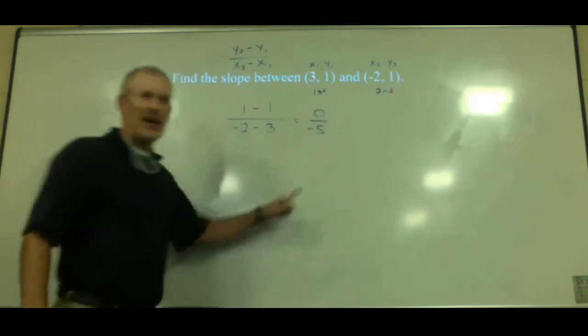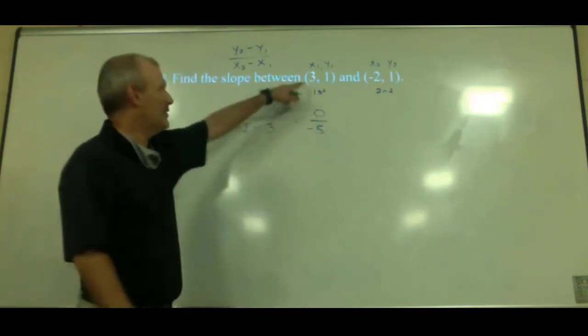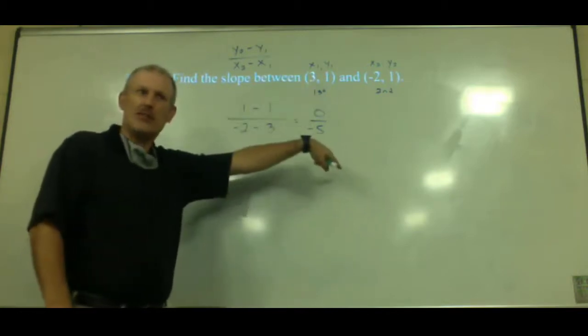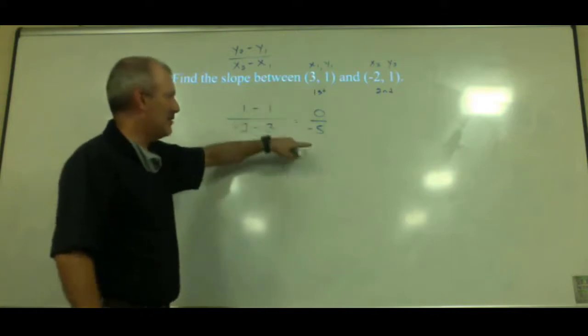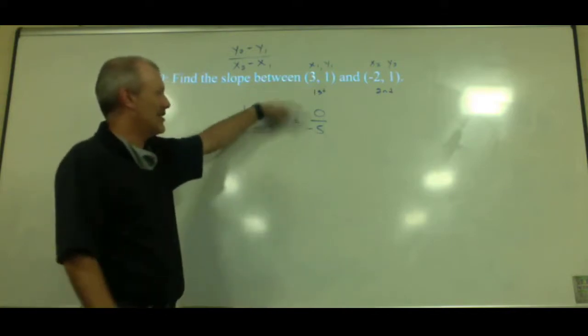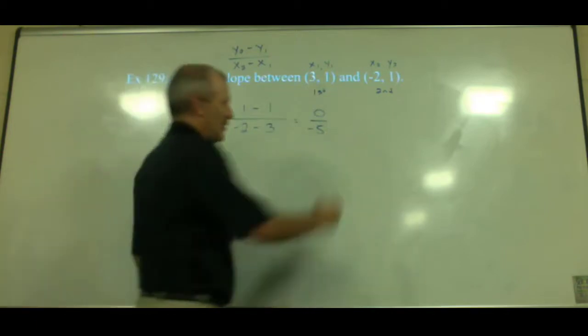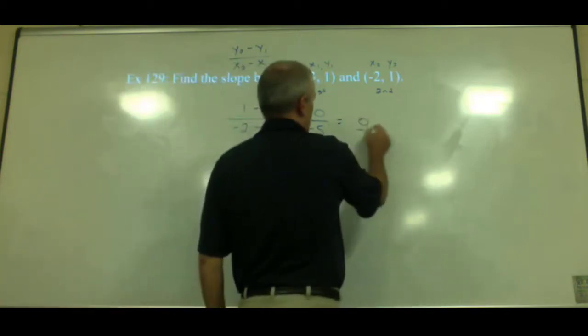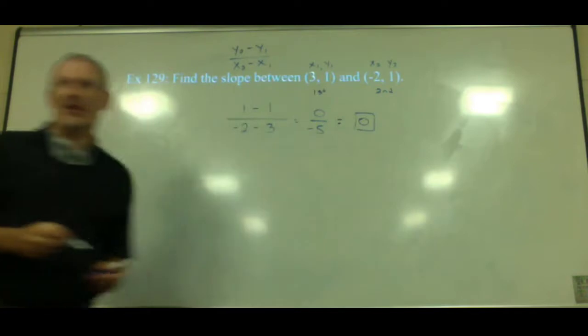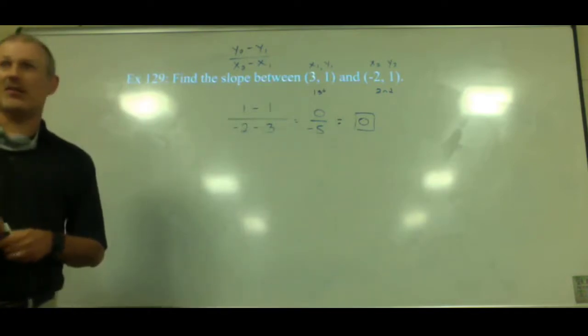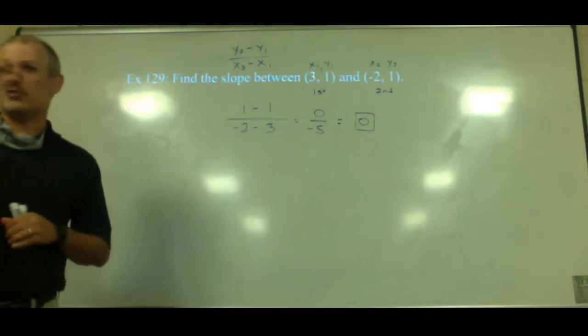Now again, this is why I would pick this one to be point number 2, because I like to have my bottom numbers be positive. But it doesn't matter. You just have to simplify it. And in this case, it's really easy because what's 0 divided by -5? 0. So our slope is 0. What does that tell us about the line? Horizontal. It's not going up and down at all. It's just going straight to the left and right.